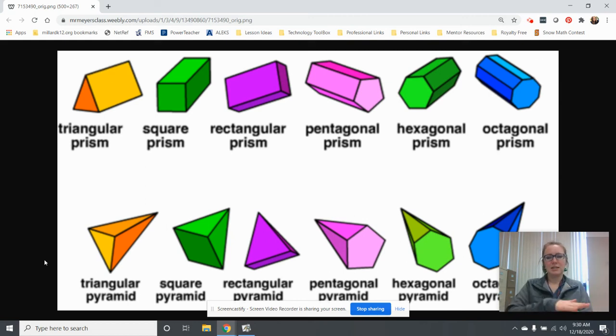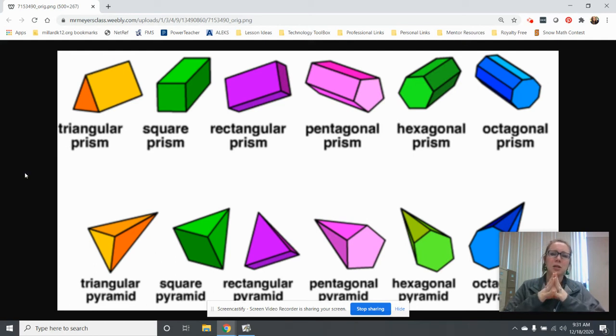A pyramid has a shape that's the base, and then all of the sides meet at a point. So parallel to the base is a point where all the sides meet. So here we have a base that's a triangle, and then on the other side, they meet at a point. A base that's a square, here's our point. Rectangle, here's our point. Pentagon, here's our point. Hexagon, here's our point, and octagon.